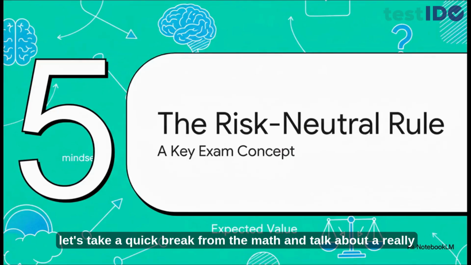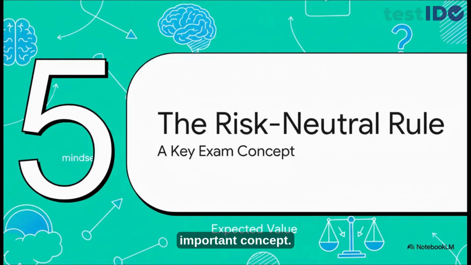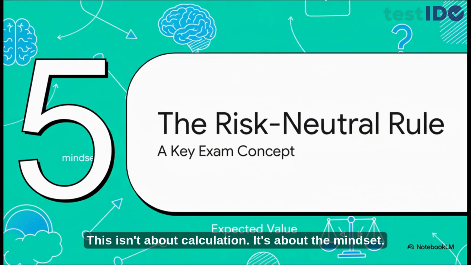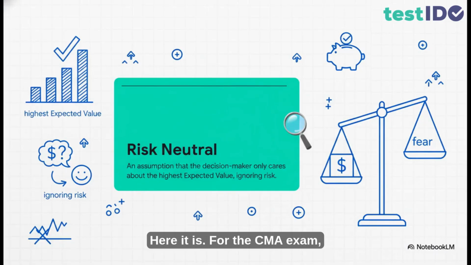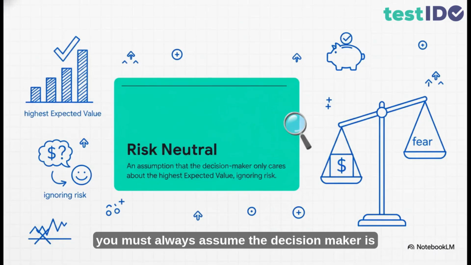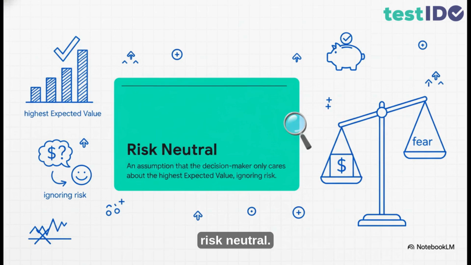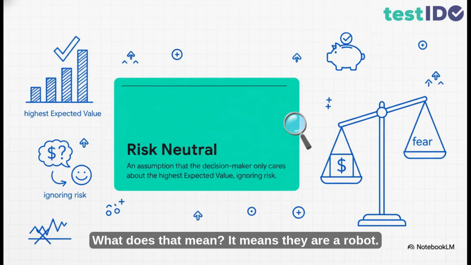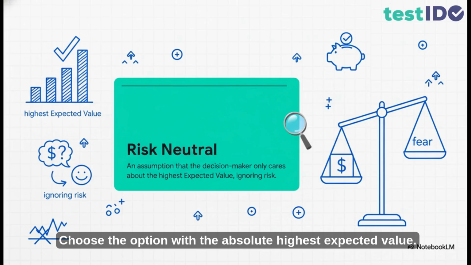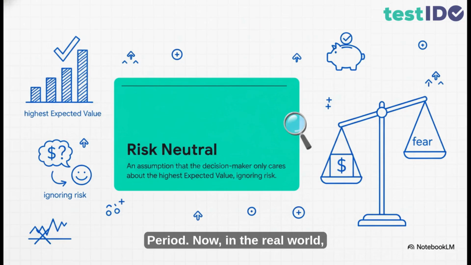Okay, let's take a quick break from the math and talk about a really important concept. This isn't about calculation, it's about the mindset. And this is something the exam loves to test you on conceptually. Here it is. For the CMA exam, you must always assume the decision maker is risk neutral. What does that mean? It means they are a robot. They don't feel fear, they don't care about risk or wild swings. They have one and only one goal: choose the option with the absolute highest expected value, period.